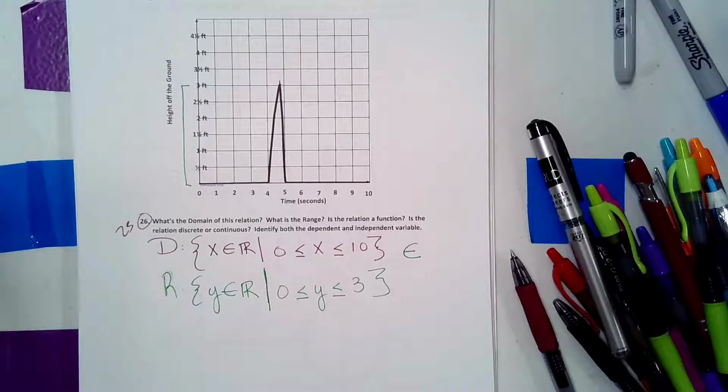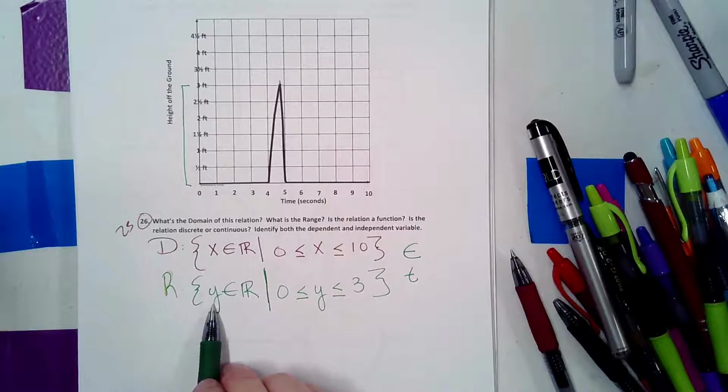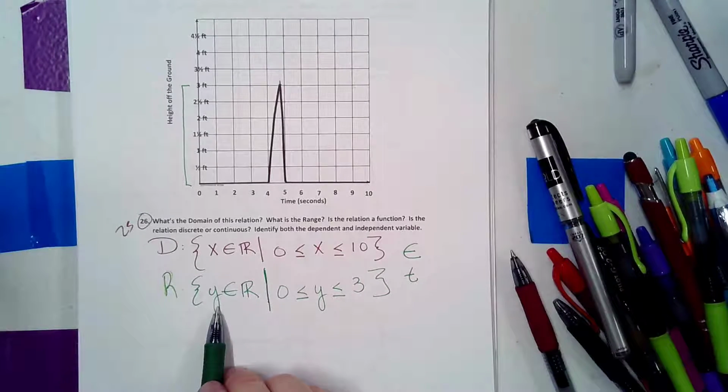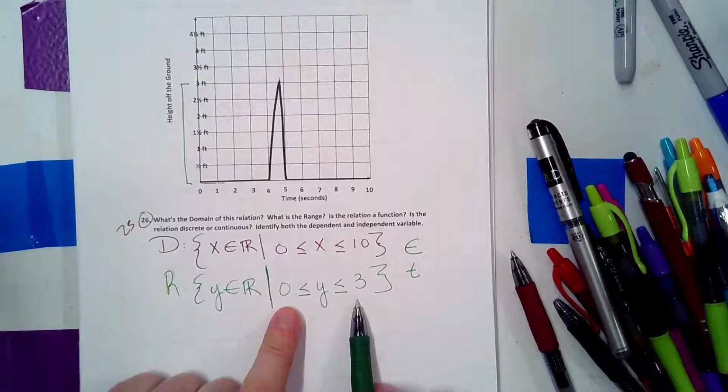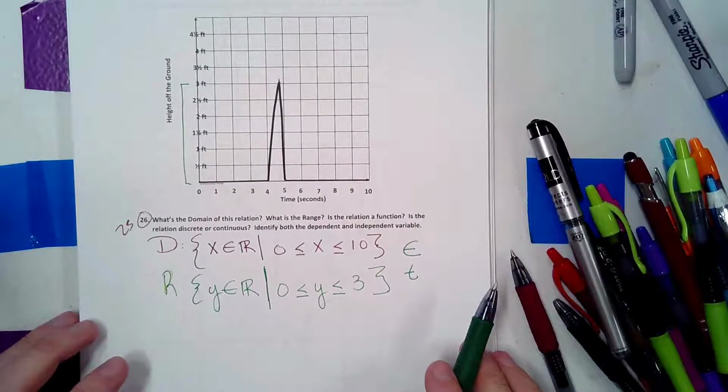What's that supposed to mean? Does it mean equal? That E means exists in. So y exists in the real number set. So any number that's a real number, y could be. However, it has to be a real number between 0 and 3. You see what I'm saying? It's that set symbol we talked about at the beginning of the year.